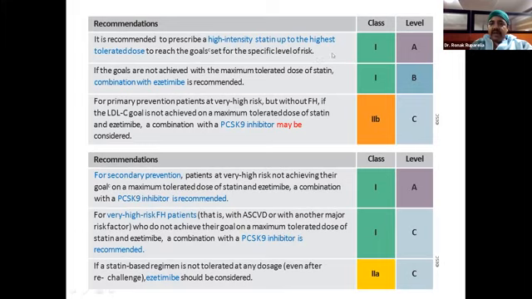If the desired lipid levels cannot be attained with high intensity statins, then ezetimibe could be added. And if this combination, high intensity statin and ezetimibe, cannot control LDL, or we cannot reach the desired LDL goal, a PCSK9 inhibitor may be considered, but this is still a class 2B recommendation. Class 1 recommendation is always high intensity statin and ezetimibe.